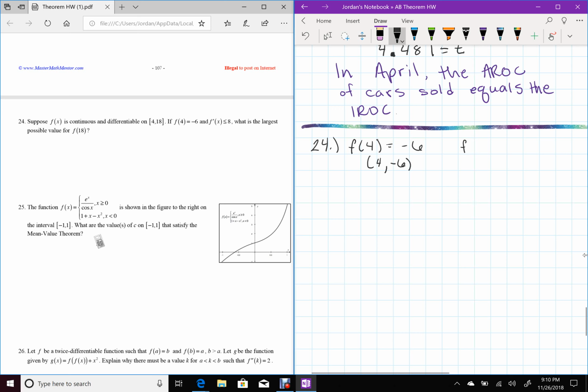It tells us that f prime of x is less than or equal to 8. This is the key part of the problem. This part is telling us that the IROC, or slope, of the line is never greater than 8.